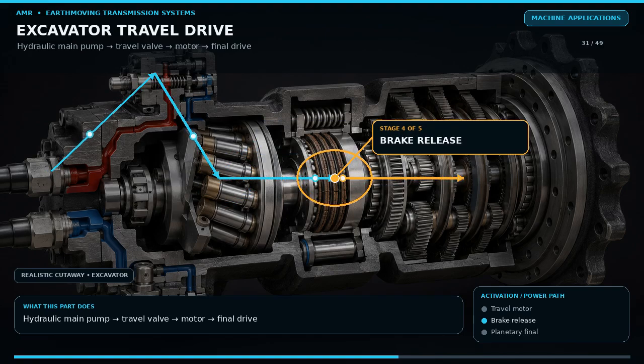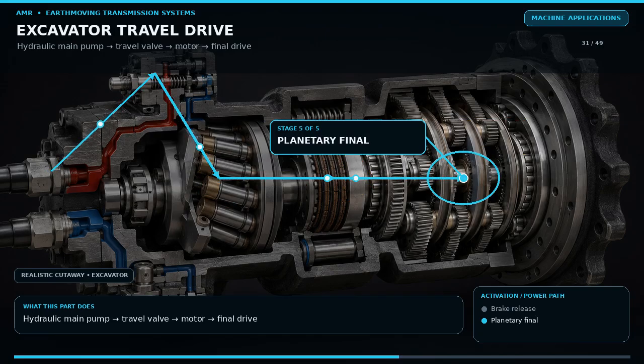The motor drives a multi-stage planetary final drive and sprocket. A weak side can come from pump flow, swivel leakage, valve leakage, brake drag, motor wear, or final drive damage.